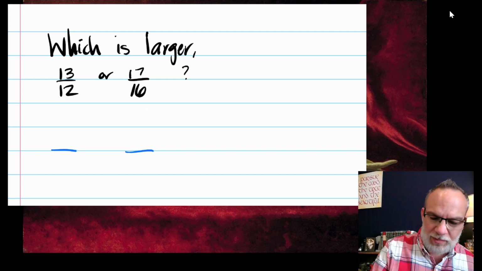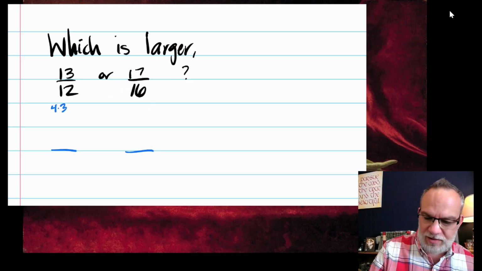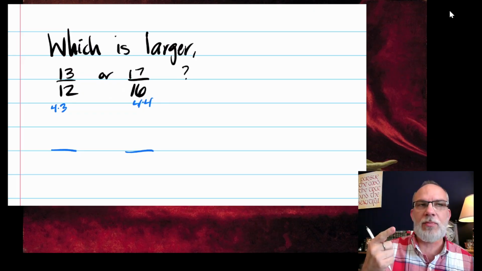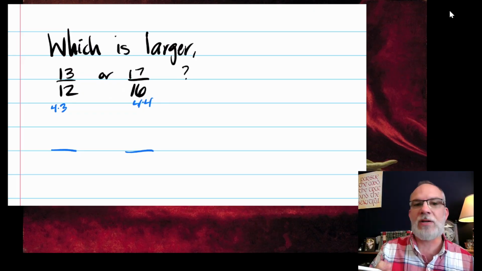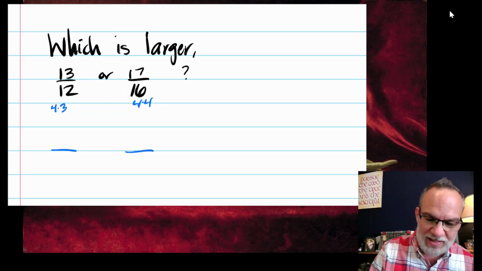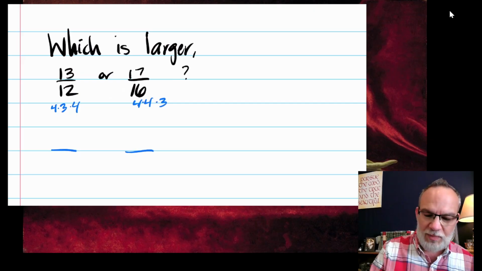I'll do what I'm thinking out loud on paper. So this is 4 times 3. This is 4 times 4. We need something that's got all the same factors. So the one on the left is missing a second 4. The one on the right is missing a 3. So I'm going to multiply top and bottom here by 4, which gives me 48. And this should give me 16 times 3, also 48.